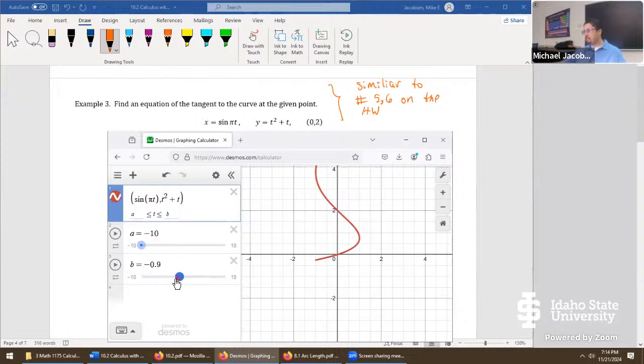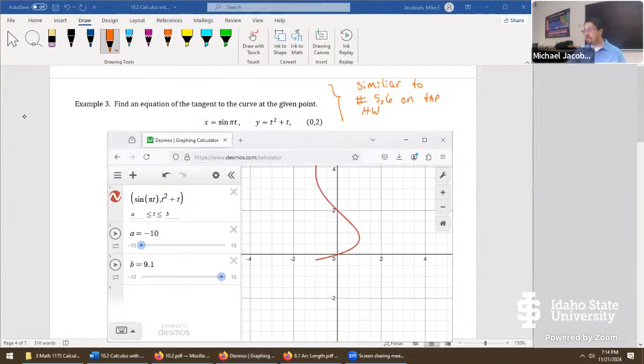There it is. Looks like when it gets to this spot, it stops. And it probably is doubling back. That's why we don't see anything new being traced out as b increases more and more. Probably a feature of the t squared in the problem, causing it to double back. We're interested in the point right here, 0, 2.